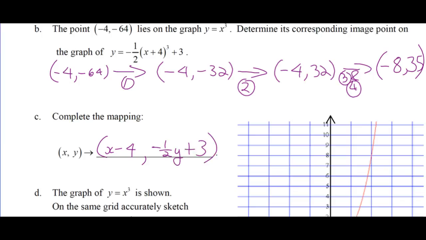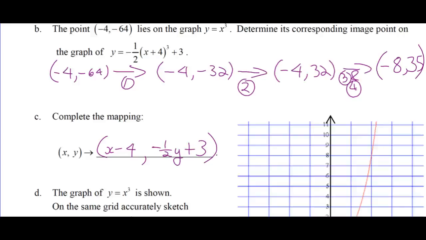Okay, if I put the -4 in there, -4 minus 4 is -8. It matches. Doesn't mean it's right. Maybe it was a stretch by a factor of 2 or something, and it should have been a 2x, but you do get -8. Put the 64 in there. -1/2 times -64 is positive 32, plus 3 is positive 35. It's consistent with what's written there.